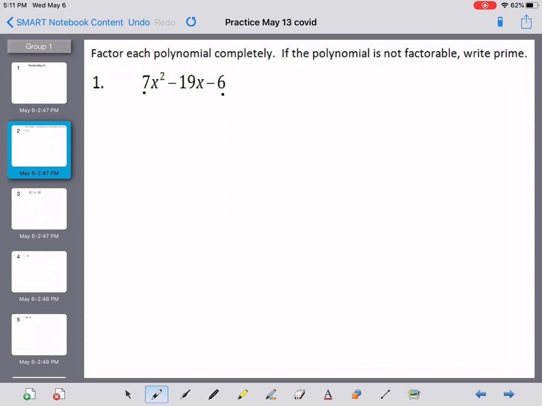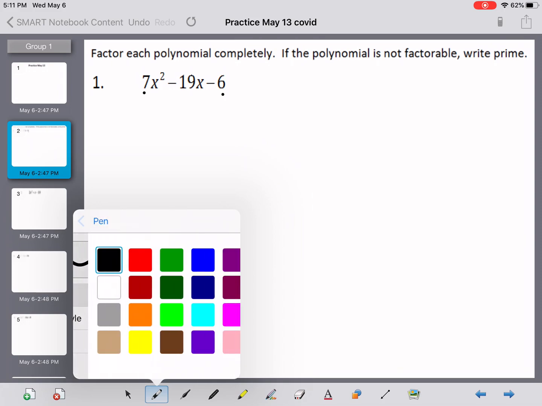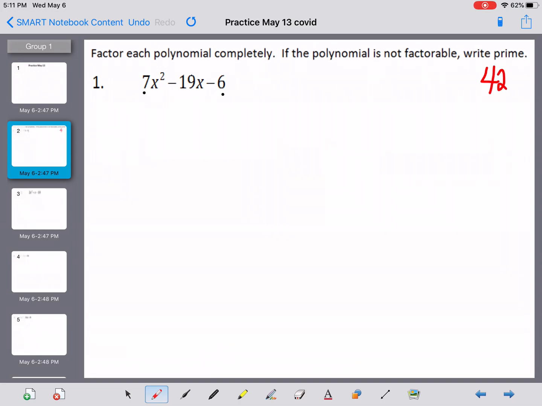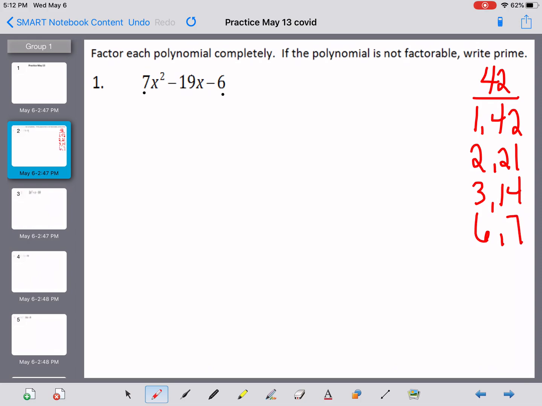That's where I got those. If you see those two dots on there, 7 times 6, and 7 times 6 is 42. Then we're going to look at all the factors of 42, which are 1 times 42, 2 times 21, 3 times 14, and 6 times 7. And what we're looking for is factors that combine to be 19.